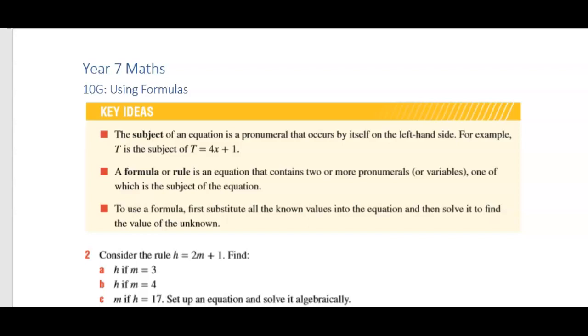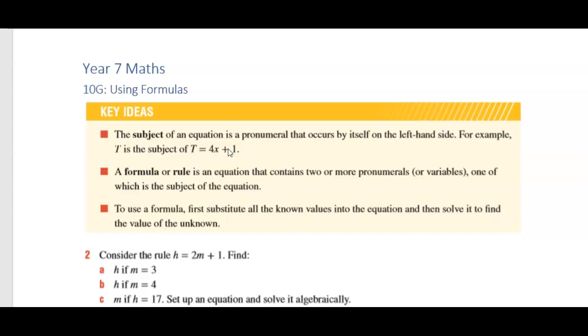So, when you're calculating the area of a square, which is length times length, or area of a rectangle, length times width, or the perimeter, which is 2 times length plus 2 times the width. They're all formulas that we use. So using formulas shouldn't be anything new to you. But just let's go through the key ideas before we go through some questions.